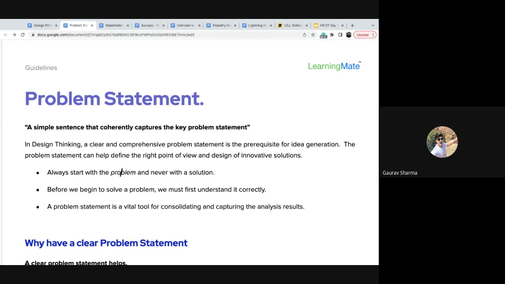It cannot be a huge problem. It cannot be a very small problem, but it could be a problem that we can solve together in a time-bound way, right? So the key to this is always start with the problem and never a solution. So let's not throw out solutions as soon as you hear a problem, because it is always tempting.